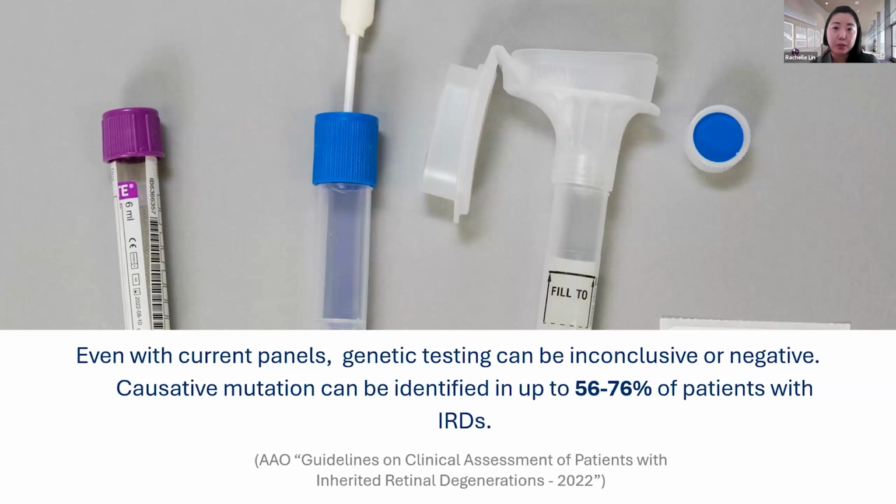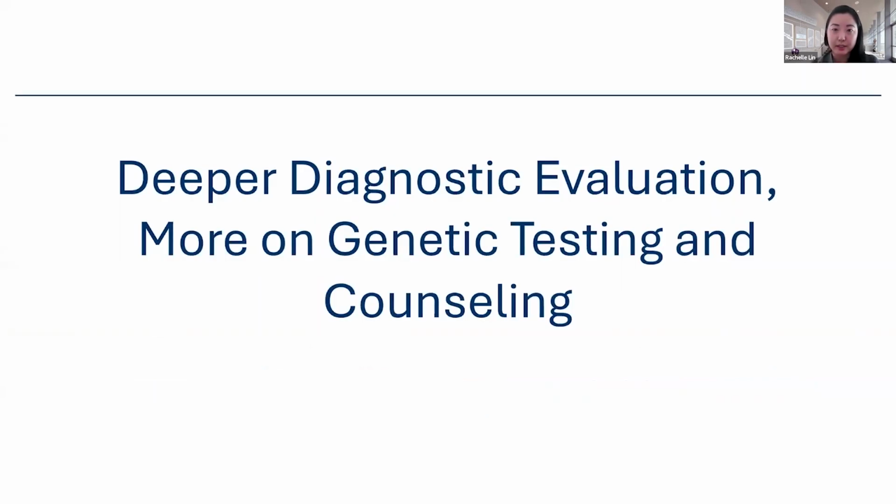This means that a good percentage of patients might come up with a negative test. That doesn't mean that their RP is not genetic in cause. It just means that we currently are not able to identify the pathogenic mutations that are causing their particular condition. We may consider retesting in the future. So with that, I'm going to pass it back to Dr. Huckfeldt so she can go a little bit deeper on diagnostic evaluation and genetic testing.